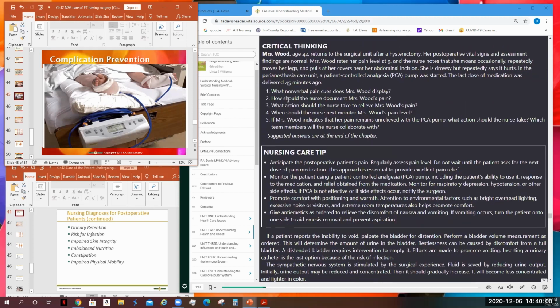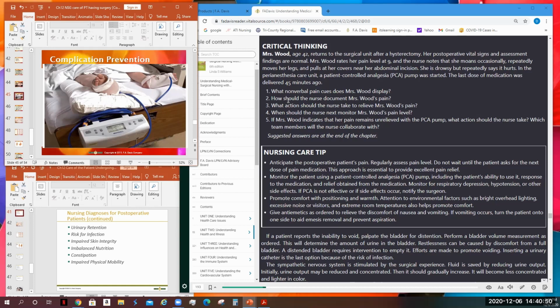Critical thinking. Mrs. Wood, age 42, returns to the surgical unit after a hysterectomy. Her postoperative vital signs and assessment findings are normal. Mrs. Wood rates her pain level at 9 and the nurse notes that she moans occasionally, repeatedly moves her legs, and pulls at her covers near her abdominal incision. She is drowsy but repeatedly says it hurts. In the anesthesia care unit, a patient-controlled analgesia pump (PCA) was started. The last dose of medication was delivered 45 minutes ago.